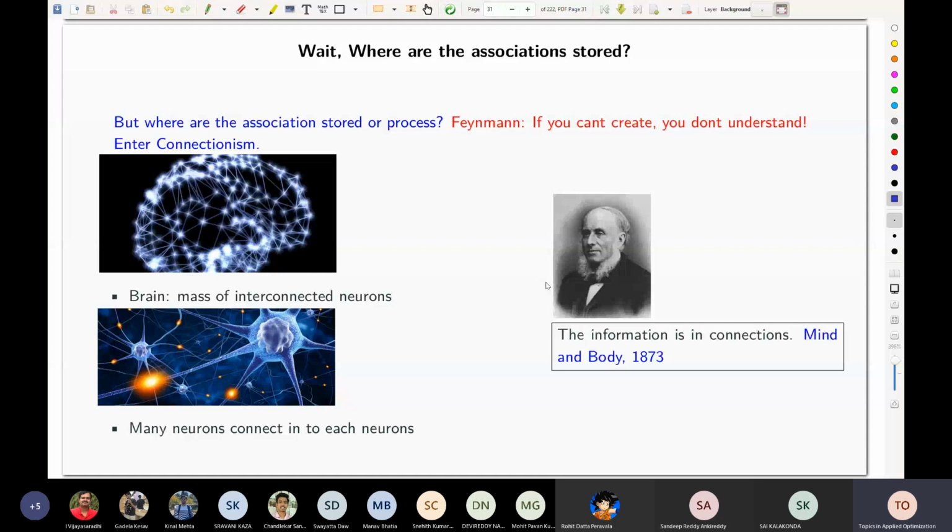Okay, so the proposal, from the report Mind and Body in 1873, was that the information about the associations is stored in these connections. The claim is that the storage is in the connections themselves, or the edges that you see here between the neurons. Again, this is a very vague theory: it's stored in connections, but we don't know precisely what is going on.